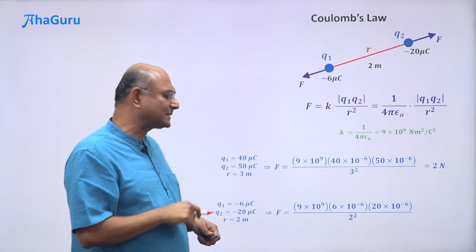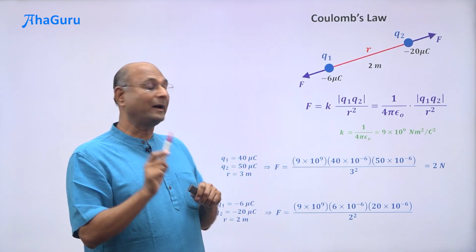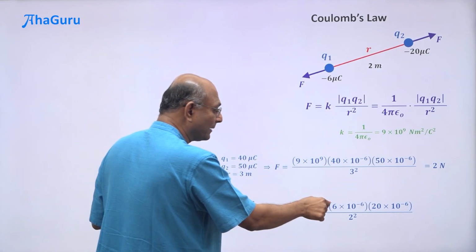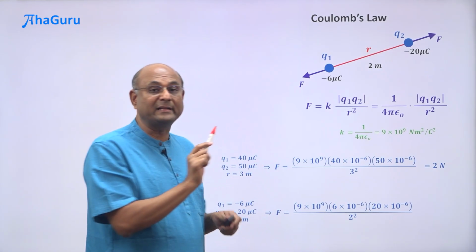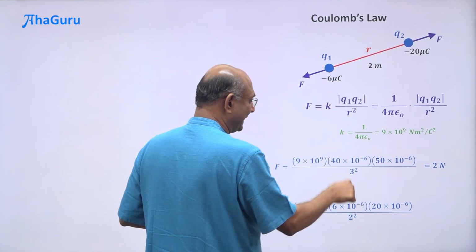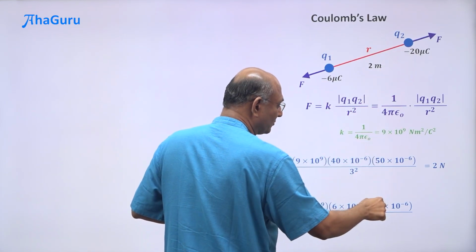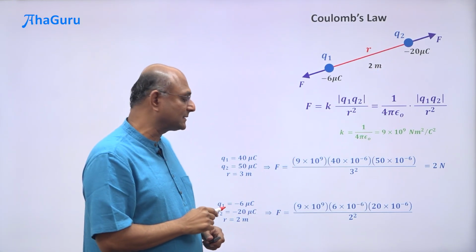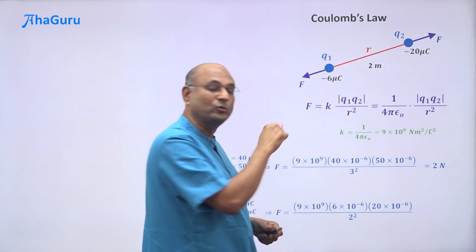But why have I only put 6 into 10 power minus 6? Because you only want the magnitude of the charges. You don't have to worry about the minus sign because I'm only finding the force magnitude. So 6 into 10 power minus 6, 20 microcoulomb there, minus 20, but I'm going to write 20 into 10 power minus 6 divided by R square, 2 square.